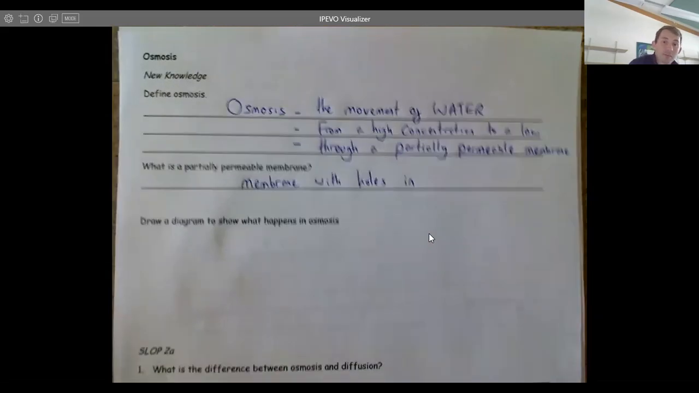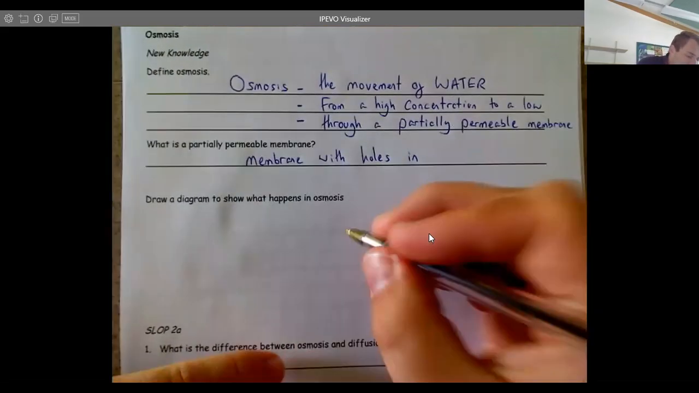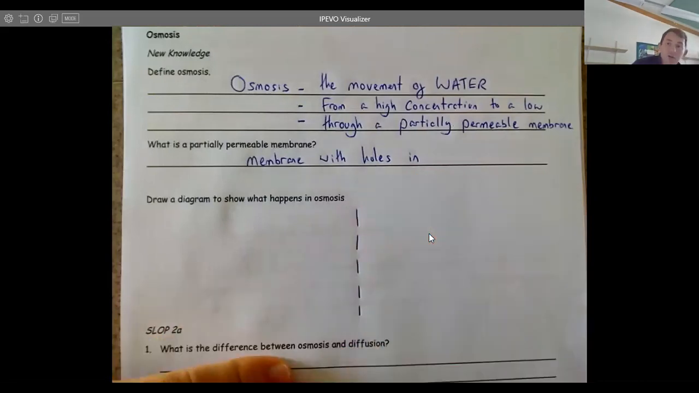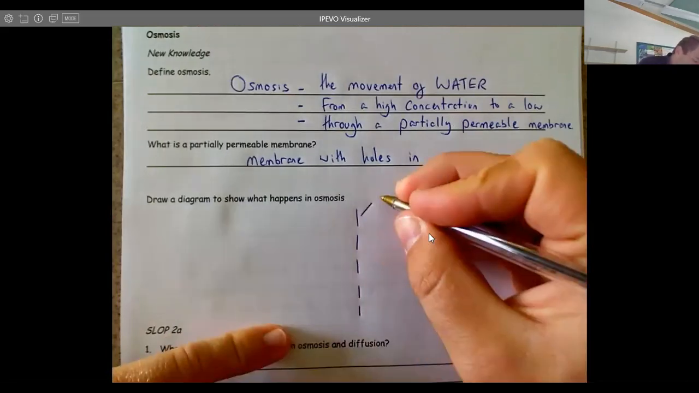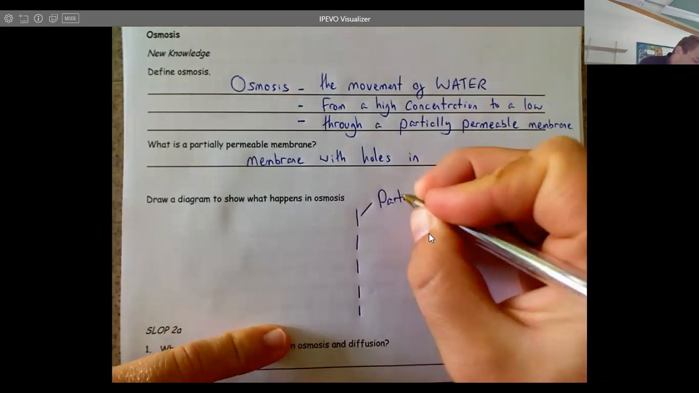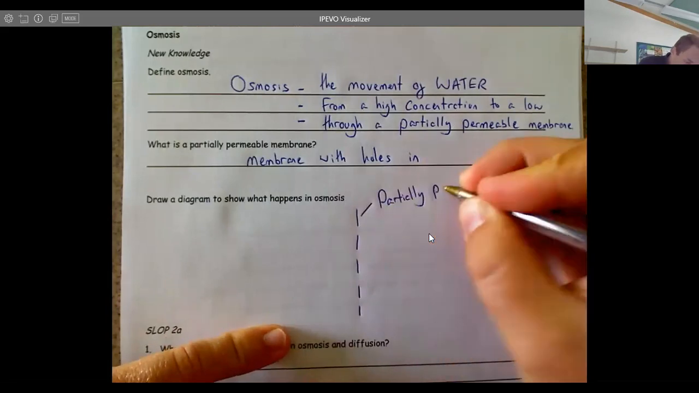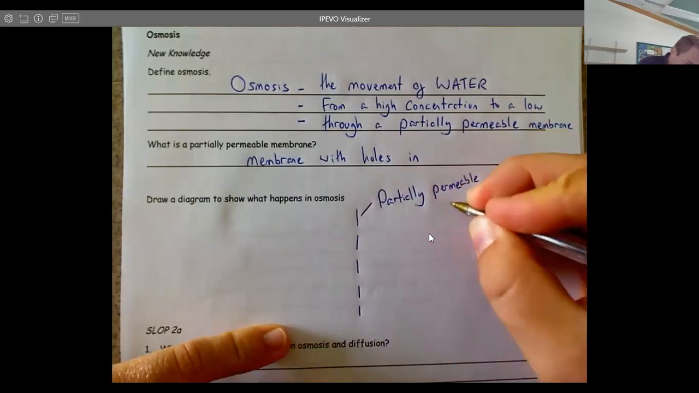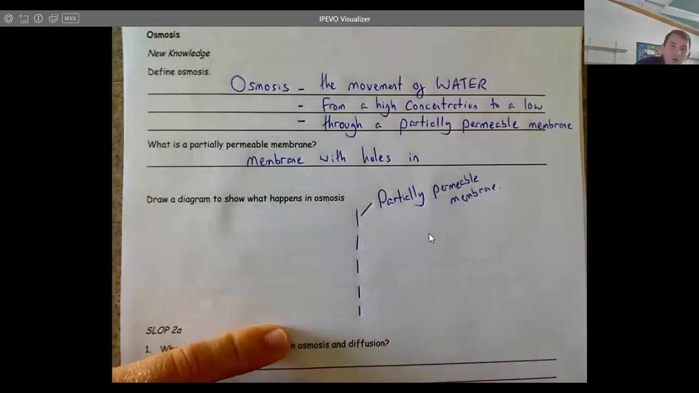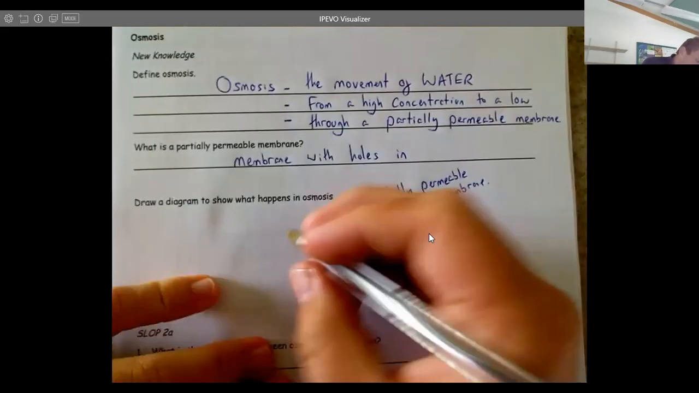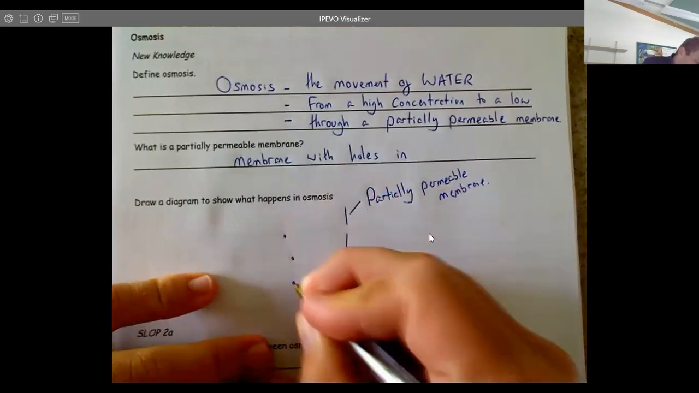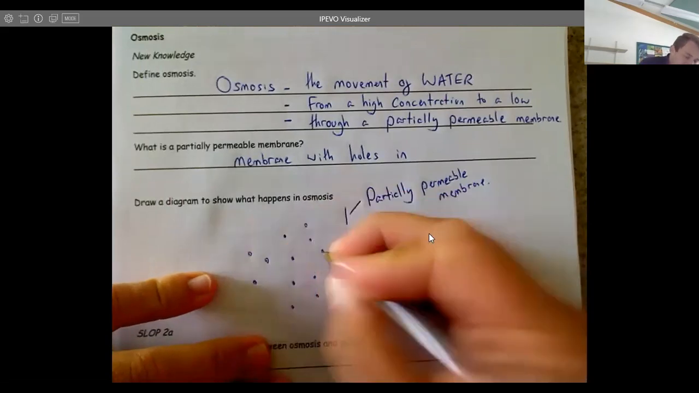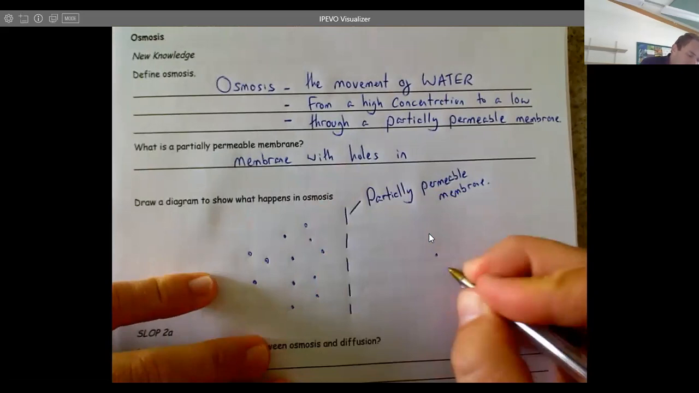So like we like to do, we can draw a little diagram to show this for you. So first of all, again, draw with me. I'm going to draw here, in the middle, a dotted line, and that is going to represent my partially permeable membrane. So I'm just going to write it out again, permeable. Now, on this side, I'm going to do my little water particles in blue. So here are my water particles in blue. There's going to be lots on this side, and there's going to be a few on this side.